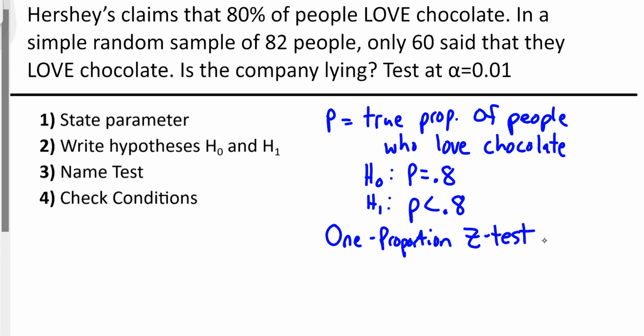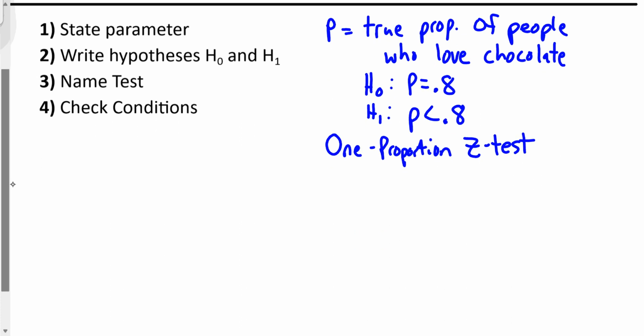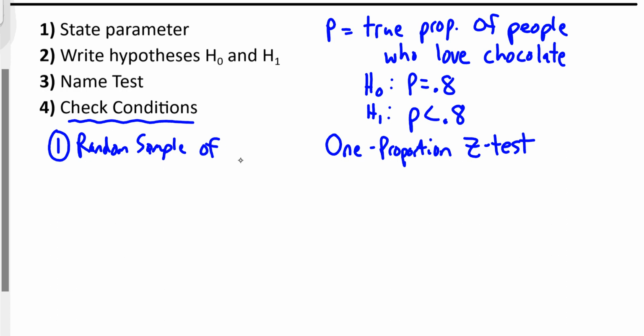Now, before we get into actually doing the test, we need to check those conditions. All right? What conditions do we need to check? Dealing with proportions, if we're doing this 1 proportion z-test, we want to check to make sure it's a random sample. In this case, a random sample of all people, which is pretty easy to do. It was stated, so we can say yes. Check that 1. All good.